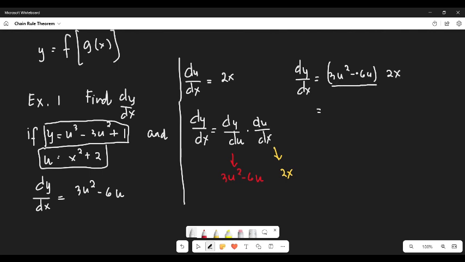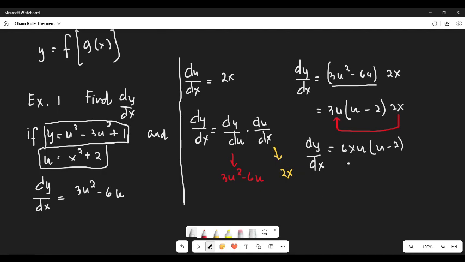We factor out first and then we multiply later. So we have 3u times (u minus 2) times 2x. Then we multiply the terms outside the parentheses, and we have 6xu times (u minus 2). Okay, so this is dy/dx.